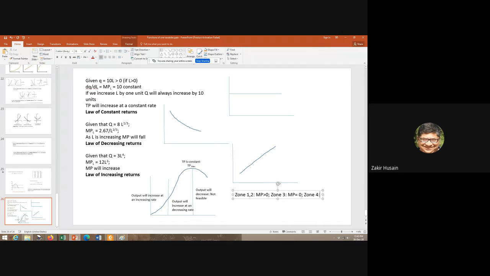Zone 4, it is not decreasing, it's falling. Marginal product is negative, sorry. Output is falling.